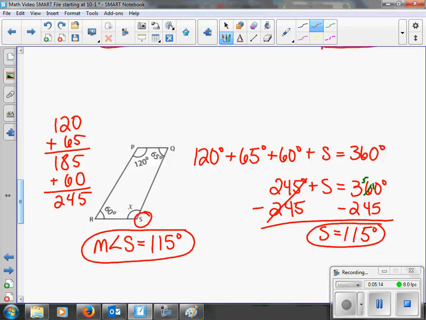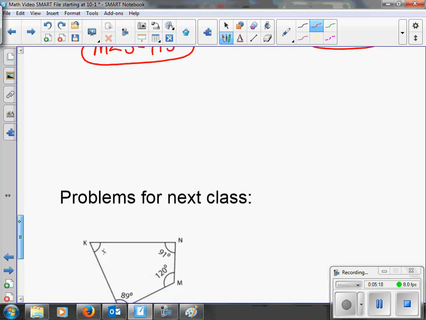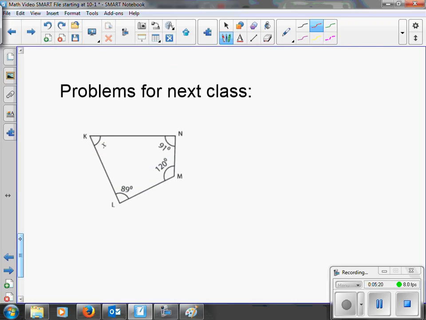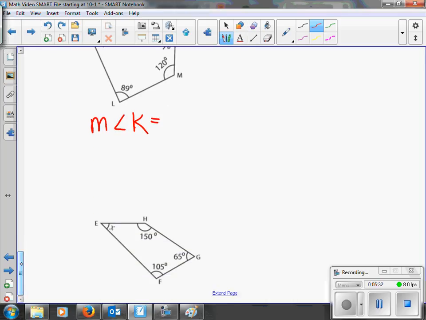Okay, so this video is just a quick review, refresh our memories, okay? Hopefully help us if we're struggling a little bit. So problems for next class are two shapes. We're looking for the measurement of angle K here. Okay, same procedure. And down here, we're looking for the measurement of angle E right here. Okay, so pay attention. Do these before you come to class.